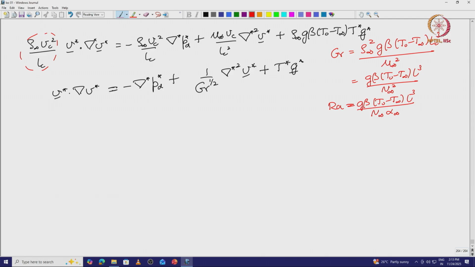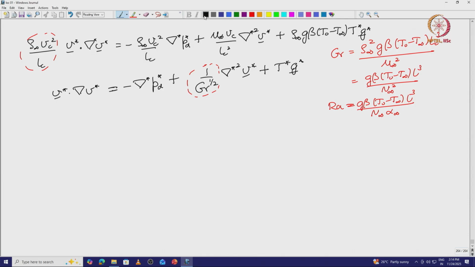The Grashof number is usually large in practical applications. It can be anywhere between 10 power 4 and 10 power 9. Therefore, this coefficient here is typically small in practical applications. Fine. So, this is the momentum conservation equation.